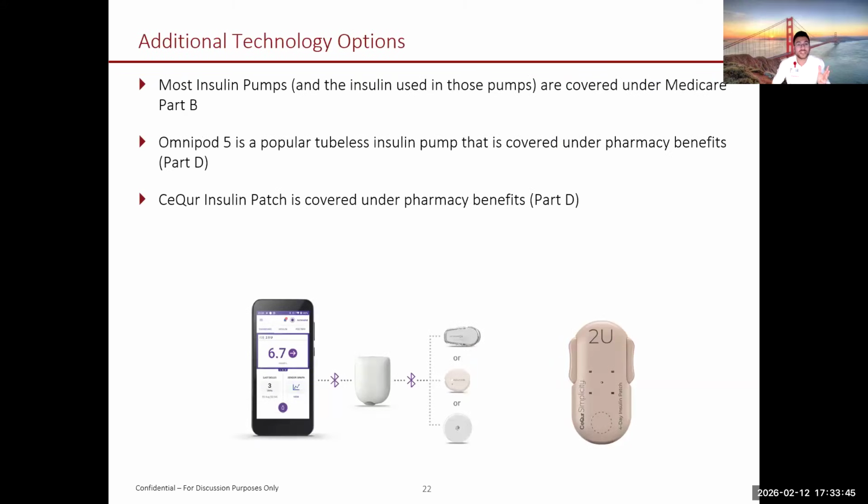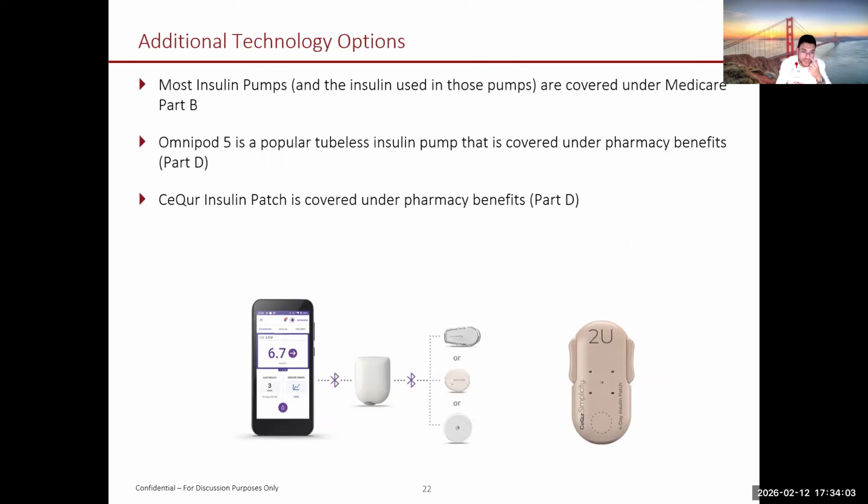Now, there are other technologies to consider. There are also over-the-counter CGMs, although I don't recommend their use if you have a diabetes diagnosis because they're lacking important features like low blood sugar alerts. But there are other things to consider too. We talked about insulin pumps. These are usually covered by Part B.